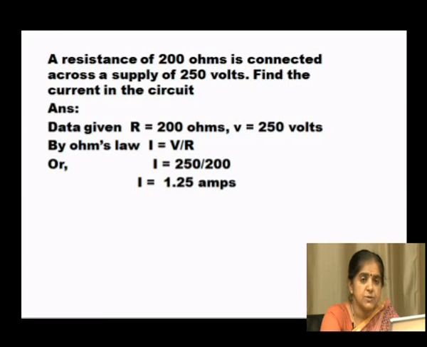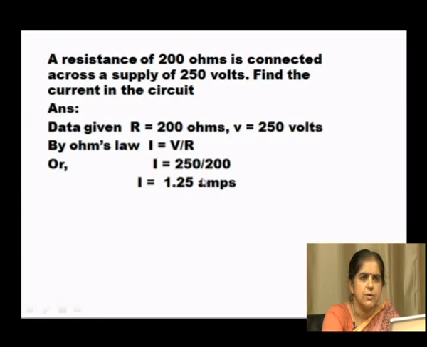Now, let us try to solve another problem based on Ohm's law. So, the problem is a resistance of 200 ohms is connected across a supply of 250 volts. Find the current in the circuit. Okay. So, in this case the resistance value is given and the supply voltage is also given, and we have to find the current in the circuit. Once again, the current in the circuit can be found by using Ohm's law.